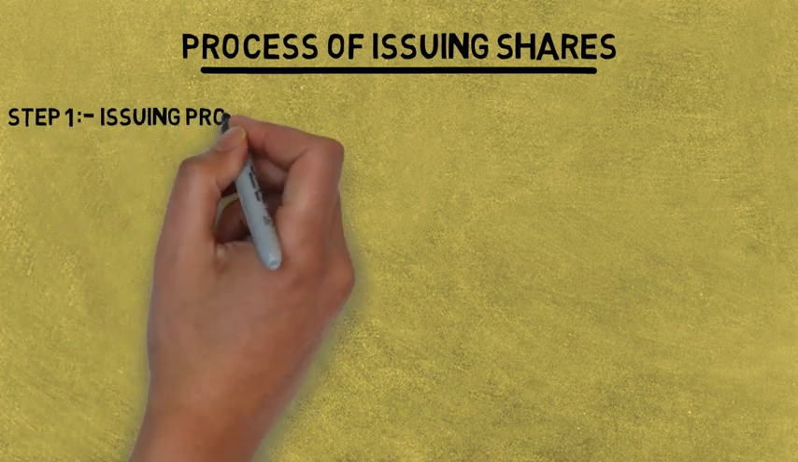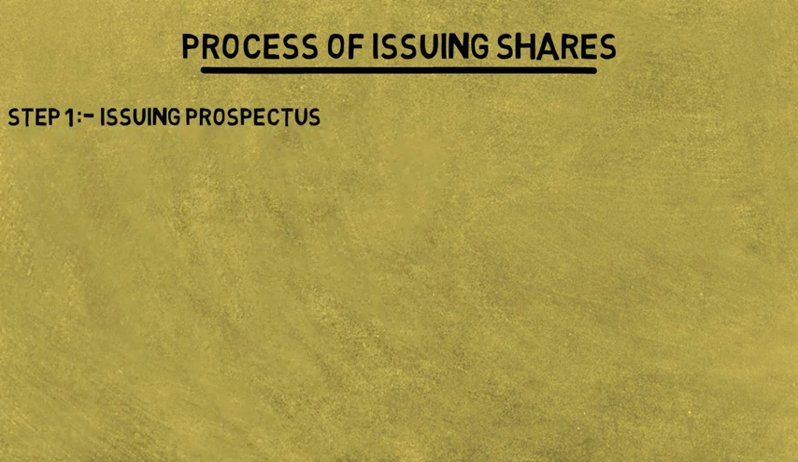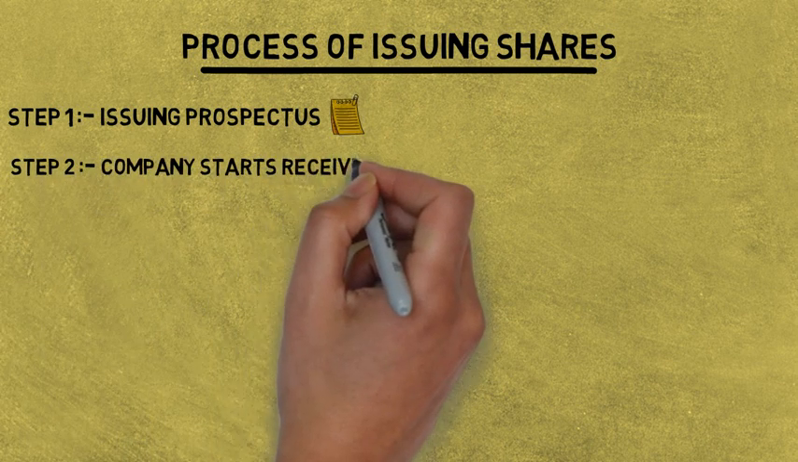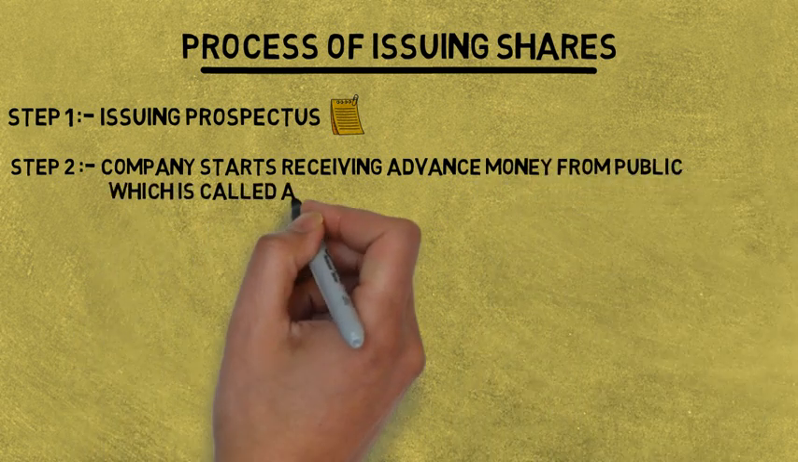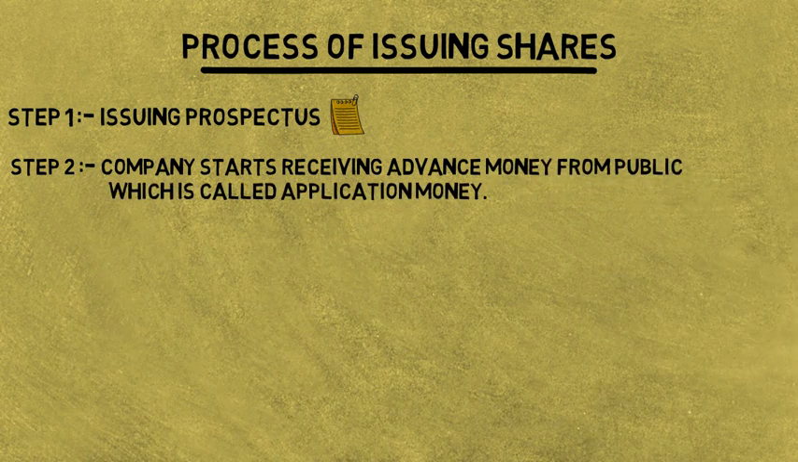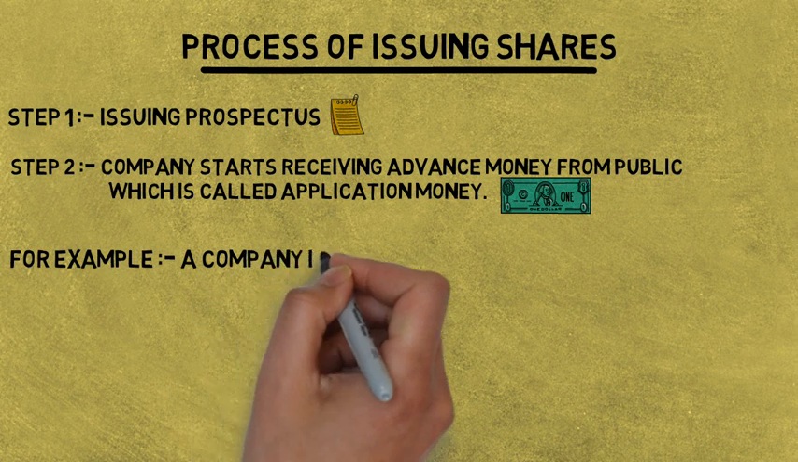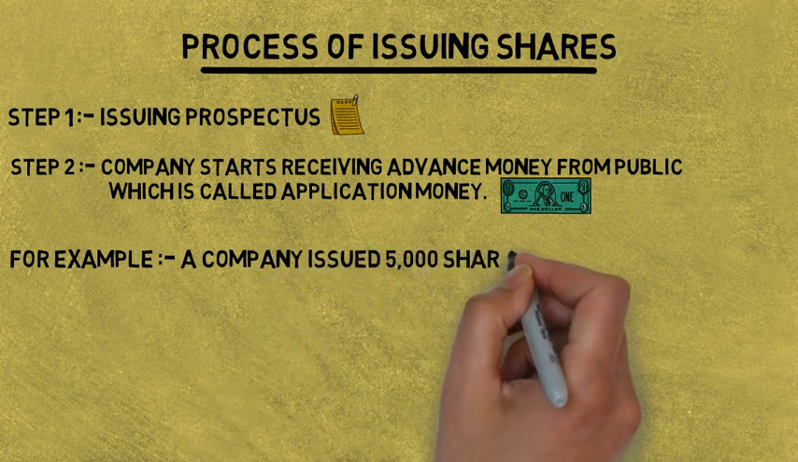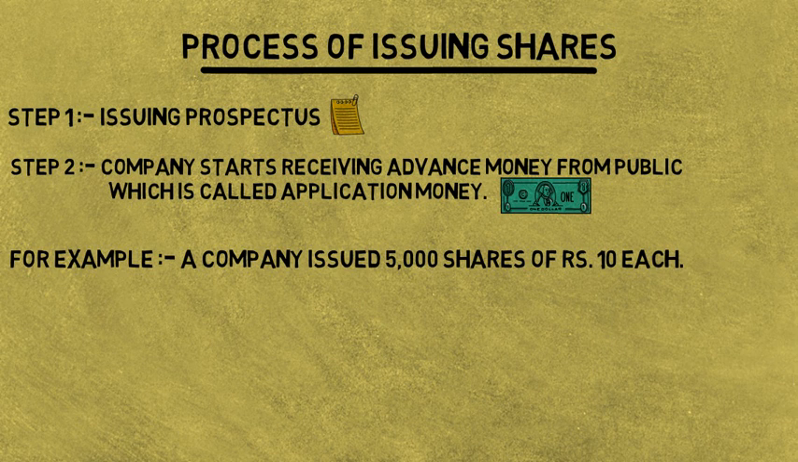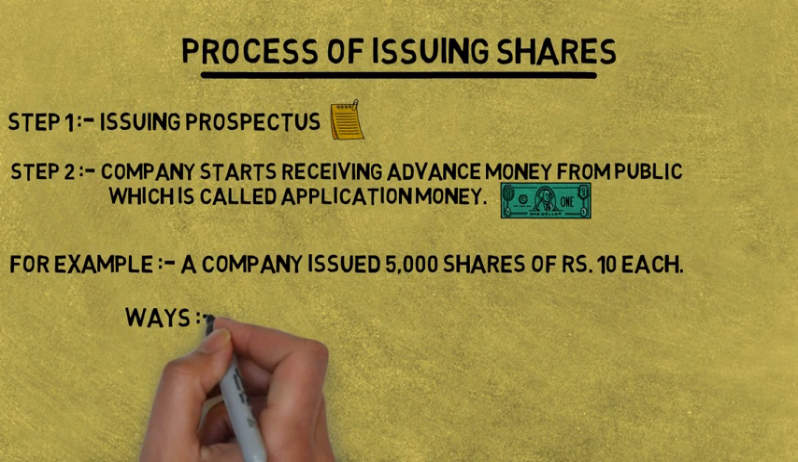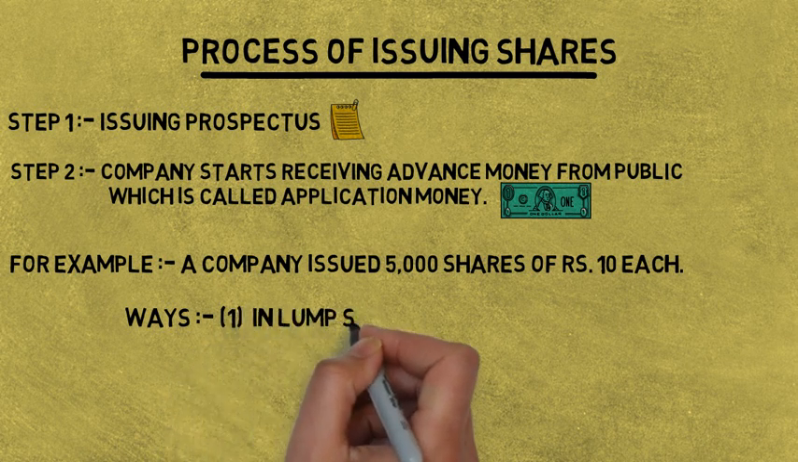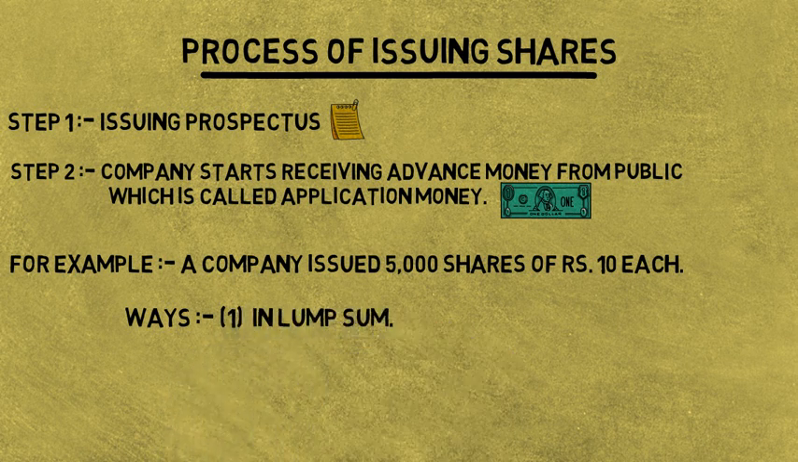In the very first step, the company issues the prospectus to the public, which we have already covered in the previous video. In the second step, the company starts receiving some advance money from the public, which we call application money. For example, a company issued 5,000 shares of rupees 10 each. Now the company can receive this amount of rupees 50,000 in two ways. The first one is in lump sum, which means the full amount is received at once, and the second one is in installments.